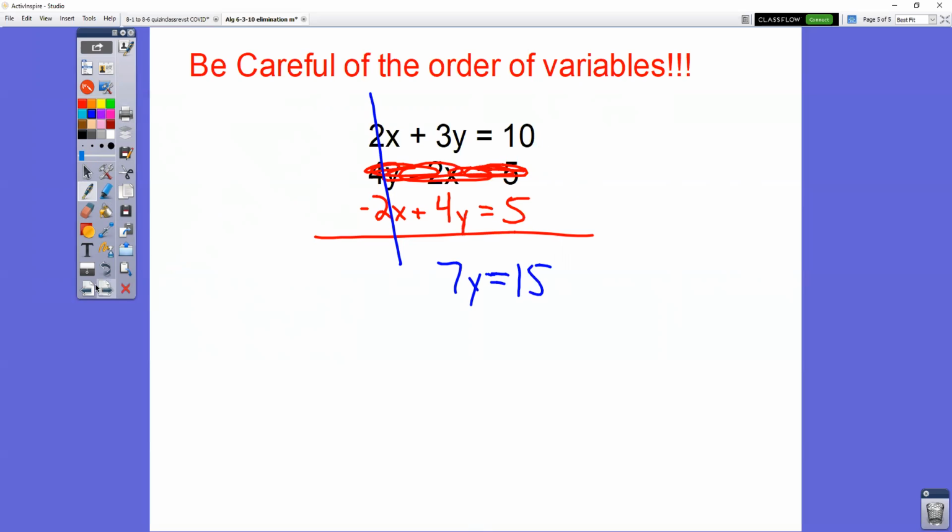So again, what you're going to do is add going down, solve for your letter. Once you solve for your letter, you do have your choice, sub it back in, solve for the other letter. All right, that's what you need to do in all of these questions.